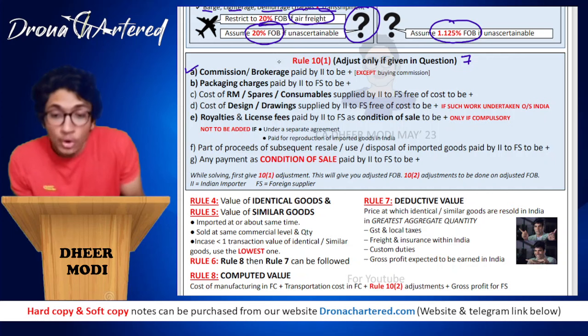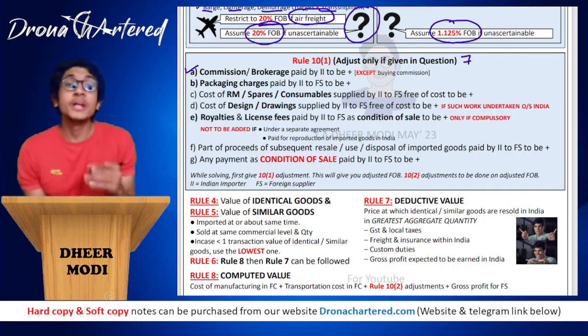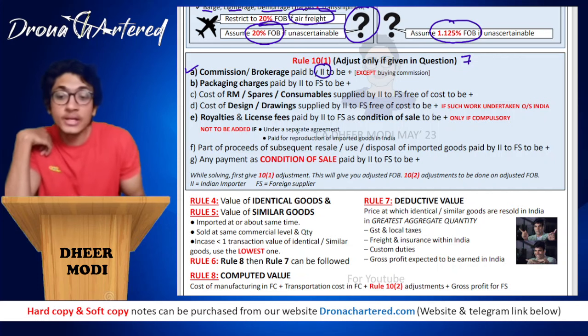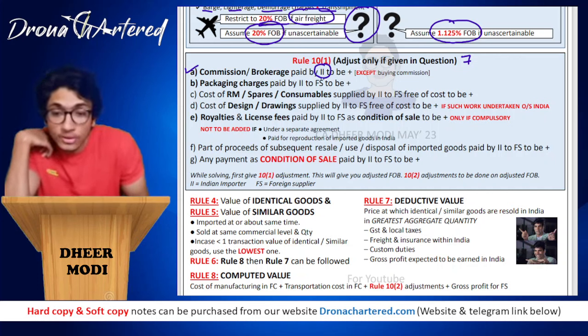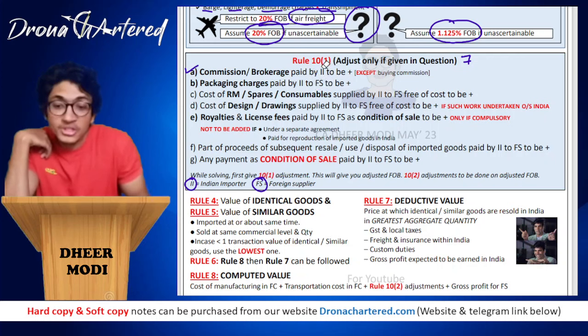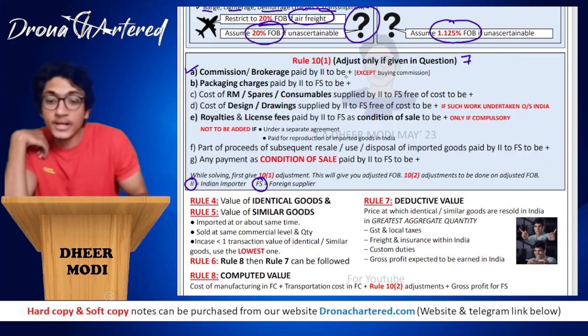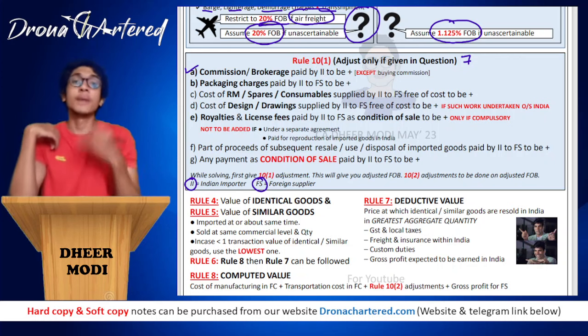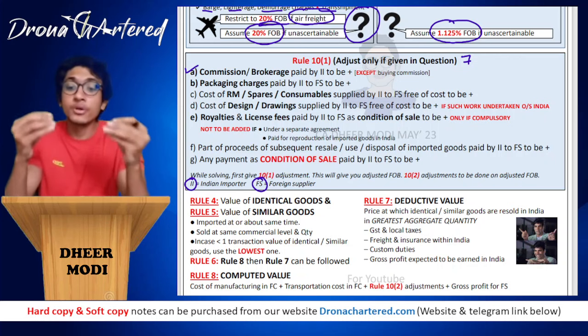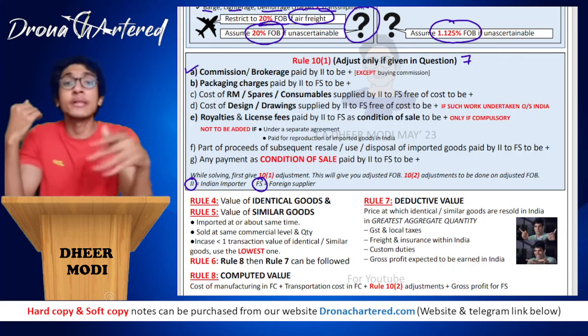First is your commission or brokerage paid by your I, where I is your Indian importer. Wherever I have used I, it is your Indian importer and FS is your foreign supplier. I have written it over here also. Okay, so any commission or brokerage paid by the Indian importer is to be added.